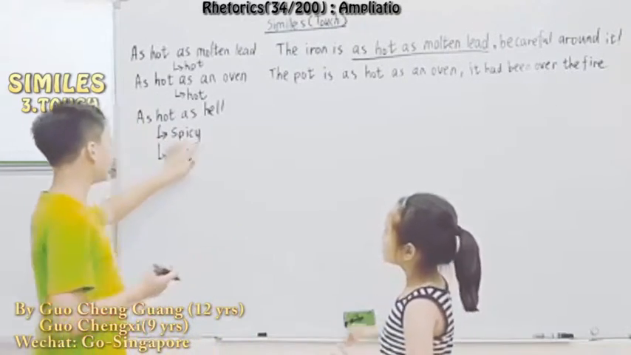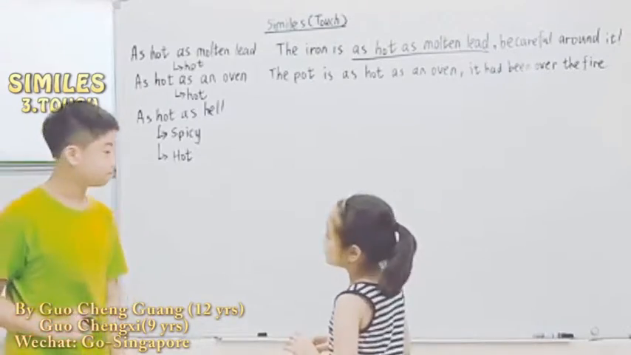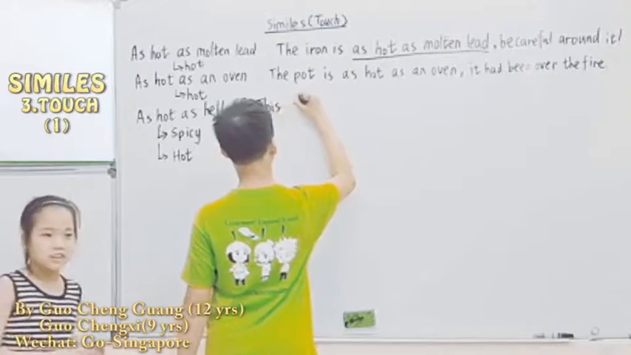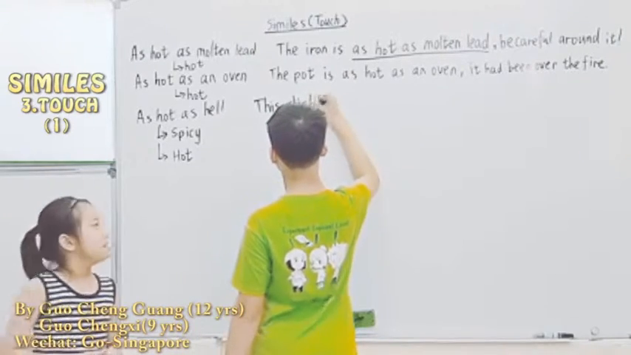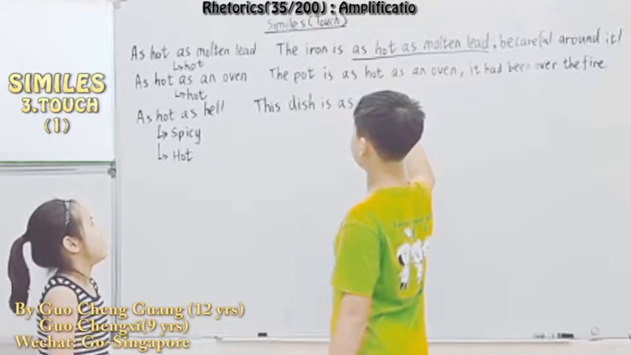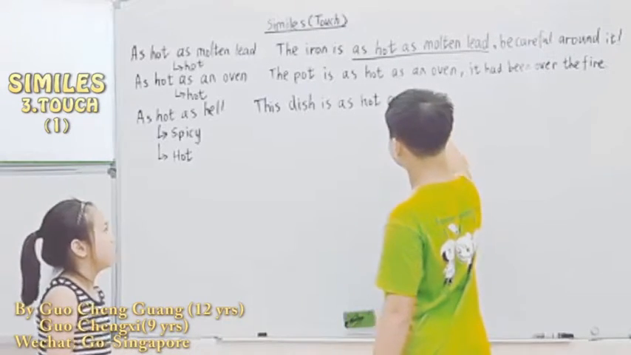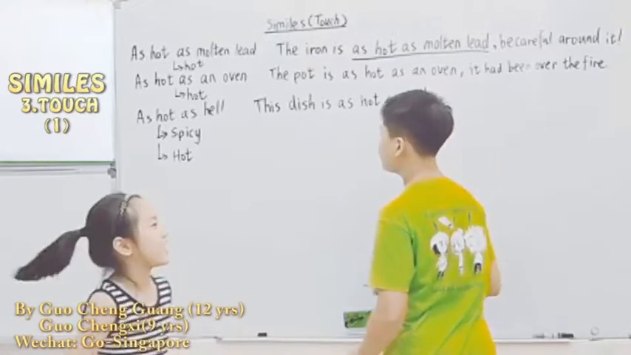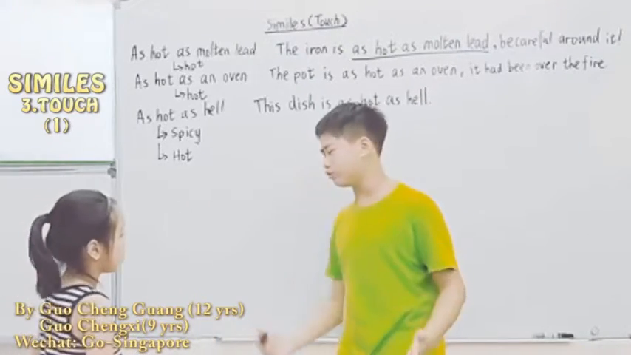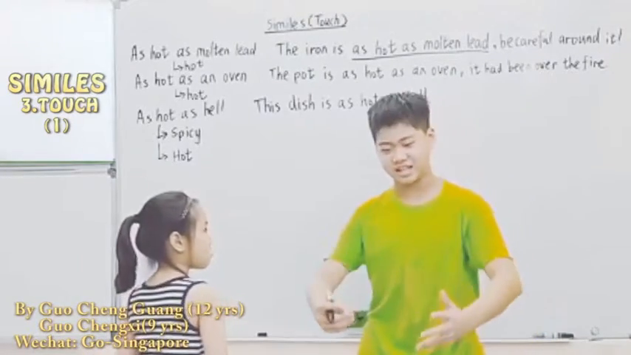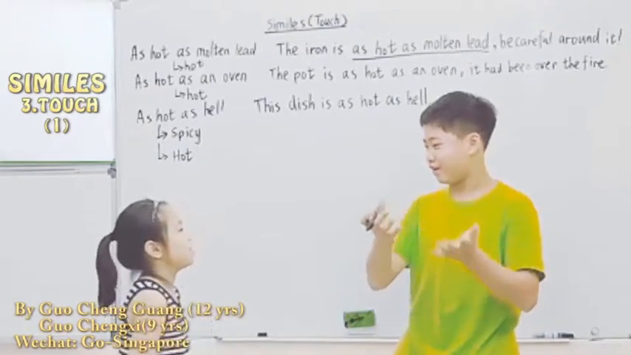How about I give an example of this spicy? Some things are very spicy. This black pepper is very spicy, of course, as hot as hell. This dish is as hot as hell. But wait, I have a question over here. This dish is as hot as hell. Does it mean you eat up the dish made out of ceramic?